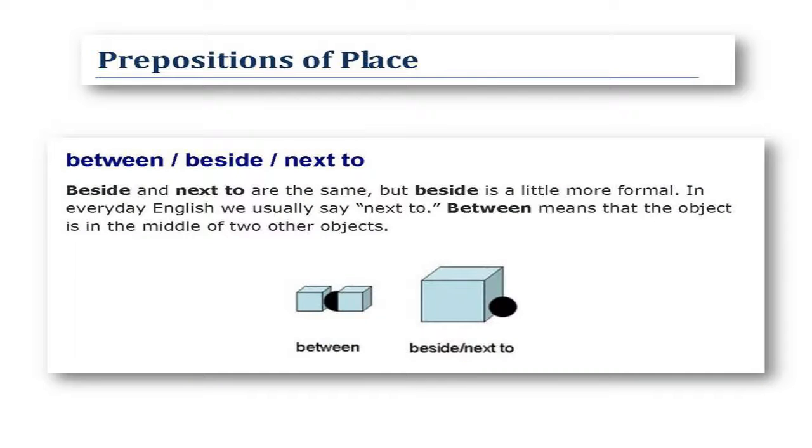Between, beside, next to. Beside and next to are the same, but beside is a little more formal. In everyday English, we usually say next to. Between means that the object is in the middle of two other objects.